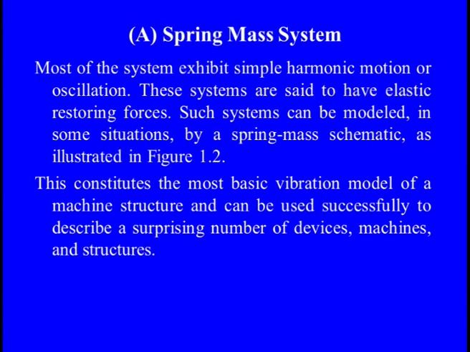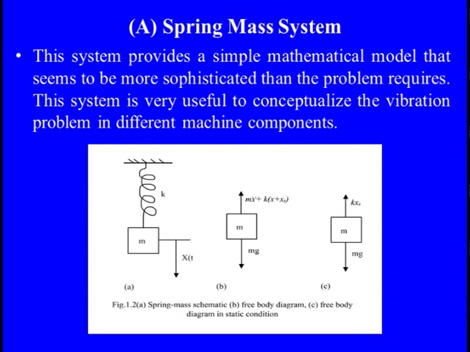This constitutes the most basic vibration model of a machine or any structure, and it can be successfully applied to a surprising number of devices, machines, or structures. Now you can look at this simple spring and mass system, and when we disturb the mass, certainly it will deviate from its position, or we can say it has a clear displacement, through which various forces are generated. If it is at the equilibrium position, that means these forces are well balanced. So this system provides a simple mechanical model, and it is very useful to conceptualize the vibration problem in different machine components.